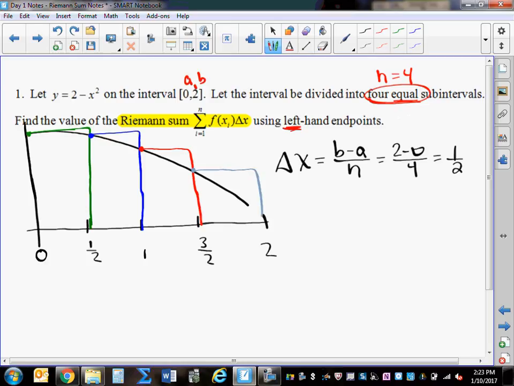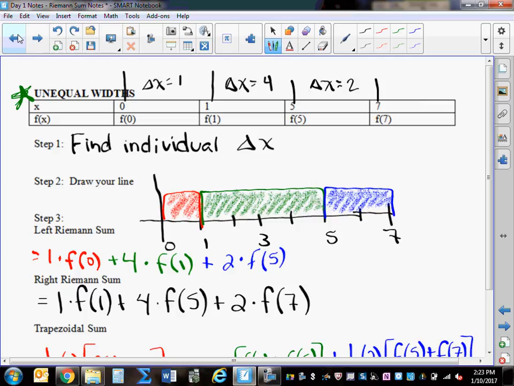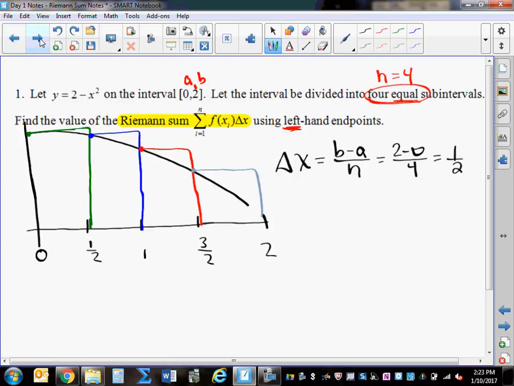Now again, you don't actually have to draw that sketch of the graph. That's just kind of to help you out visually. Just like we did before on the previous page, we didn't know what the graph looked like. We just drew rectangles to help us out. You can do that as well. All right, so we want our Riemann sum using left-hand endpoints.